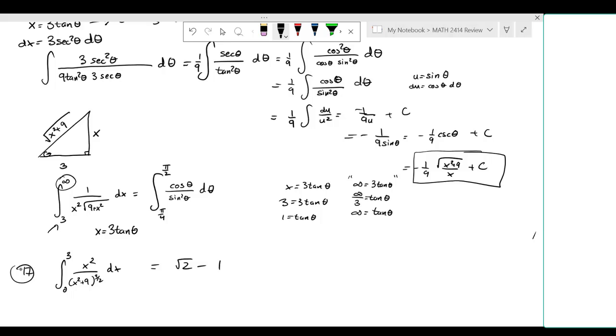Oh, there's more. There's some partial fractions. Okay. You'll have to learn a lot. I feel sorry for y'all. A lot of work.